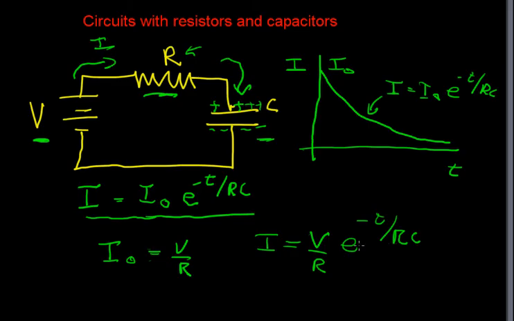And notice if t is equal to 0, it's e to the minus 0 over RC, which is just e to the minus 0, which is just e to the 0, and that's just 1. And so if t is 0, I get my I naught back. I is equal to V over R. Okay, so we'll talk just a little bit more about this on the next slide.